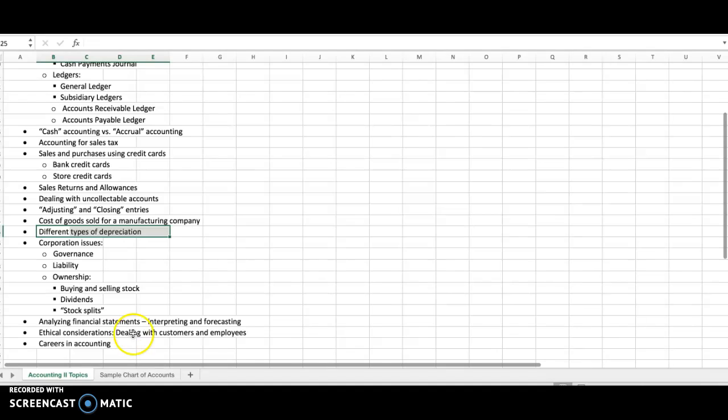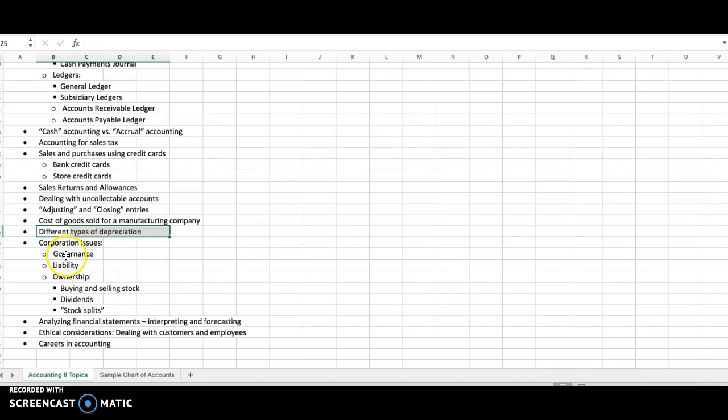And we will spend some time with corporations, the governance of corporations, liability of corporations, and why that is important. Why it is an important difference between a single owner business and a corporation. And ownership itself.